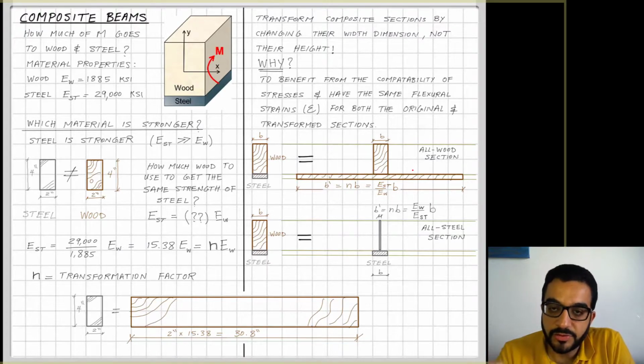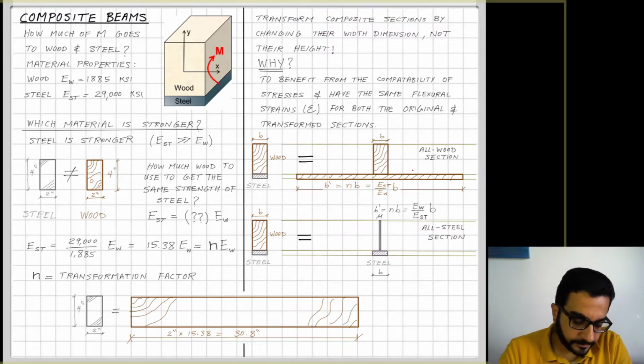And then you can think of it the other way in the second case. If I'm keeping the steel, I'm replacing the wood. Wood is weak, so I don't really need this whole area to be steel. I will reduce or shrink it, and that shrink means I'm multiplying by a factor of less than 1. So I'm dividing the smaller E over the larger E.